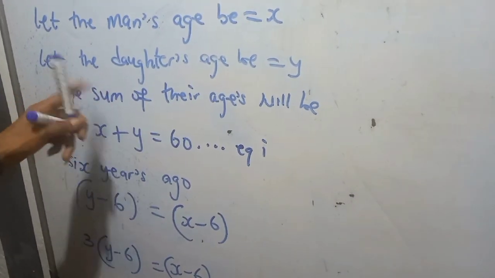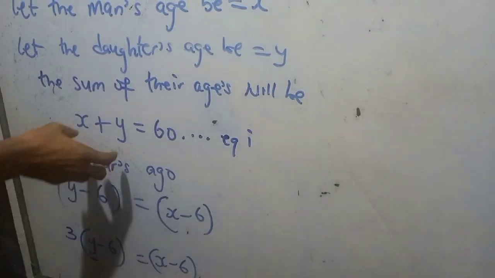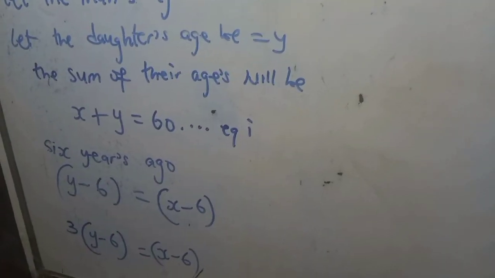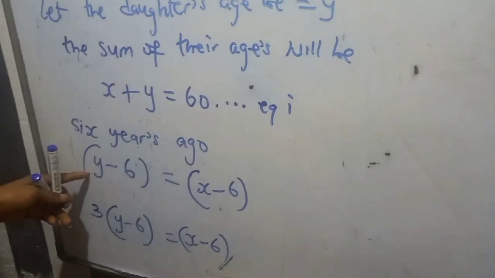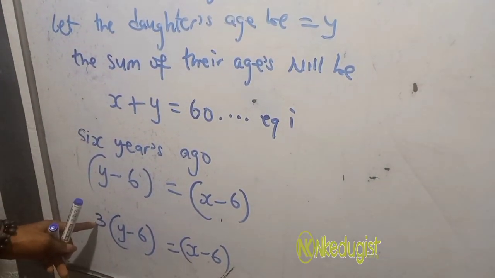Let this man's age be equal to x. Let the other's age be y. The sum of the ages is what gives us equation 1. Equation 2 is that six years ago, the man was thrice the other's age. We got equation 2.